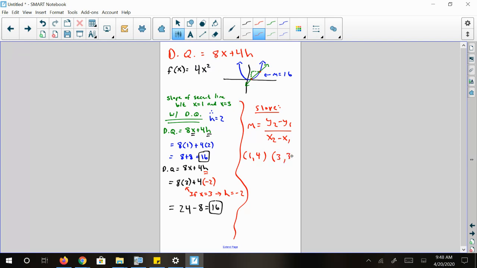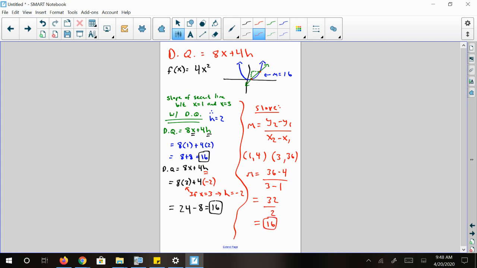If I used this slope here, I would do y2, which is 36, minus y1, which is 4, divided by x2, which is 3, minus x1, which is 1. 36 minus 4 is 32. 3 minus 1 is 2. 32 divided by 2. Once again, we get this slope of 16 between those 2 points.